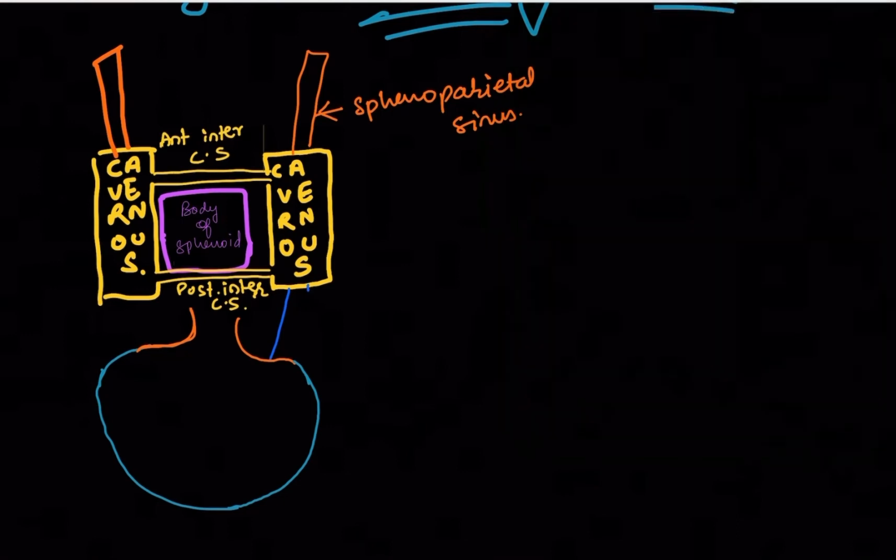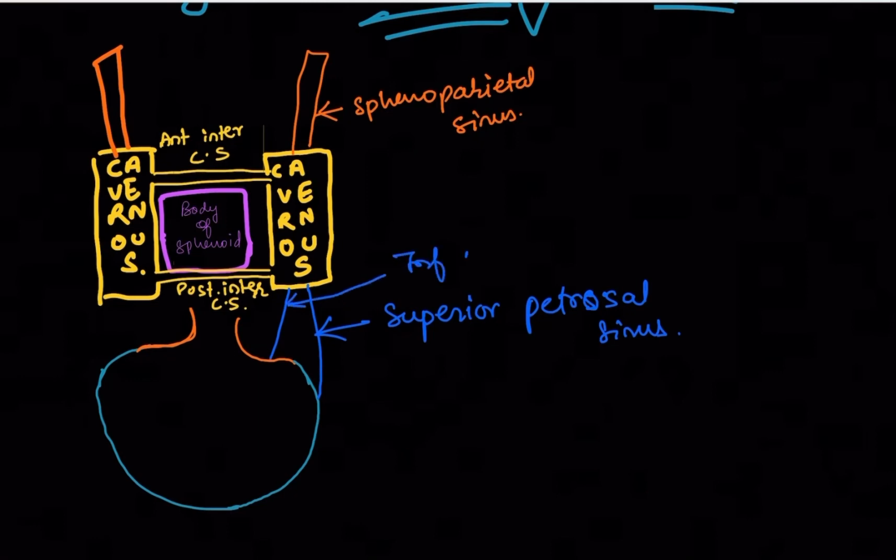So the structures which I haven't named, I'm naming them now. This one which you see is the superior petrosal sinus. What is it named? Superior petrosal sinus. This one is the inferior petrosal sinus. What is it? Inferior petrosal sinus. This light blue color is the transverse sinus. What is it? Transverse sinus.